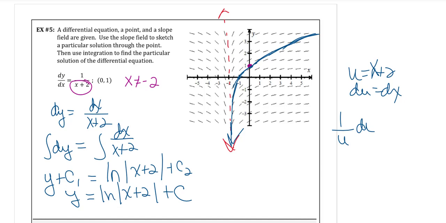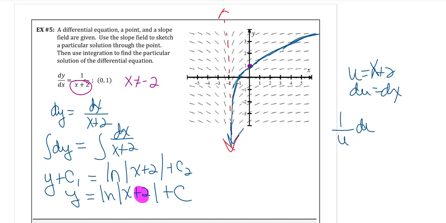And that's exactly what the slope field showed. We have a natural log graph that has been shifted 2 units to the left, and that's exactly where our vertical tangent line is, and that's the exact shape that we get from following these slope lines in there.